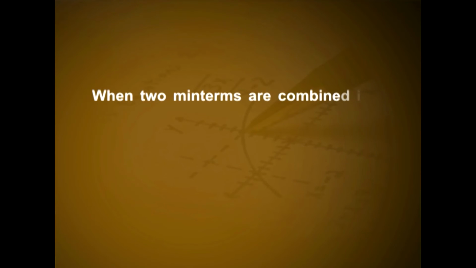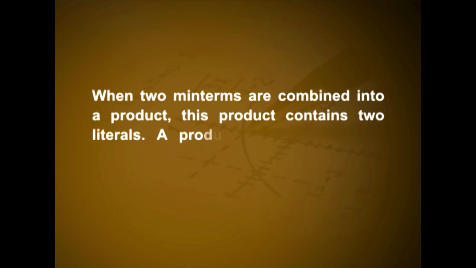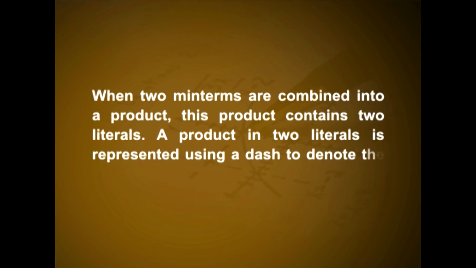Min terms that can be combined are those that differ in exactly one literal. Hence, two terms that can be combined differ by exactly 1 in the number of ones in the bit strings that represent them. When two min terms are combined into a product, this product contains two literals. A product in two literals is represented using a dash to denote the variable that does not occur. For instance, the min terms x y bar z and x bar y bar z represented by bit strings 101 and 001 can be combined into y bar z represented by the string -01.